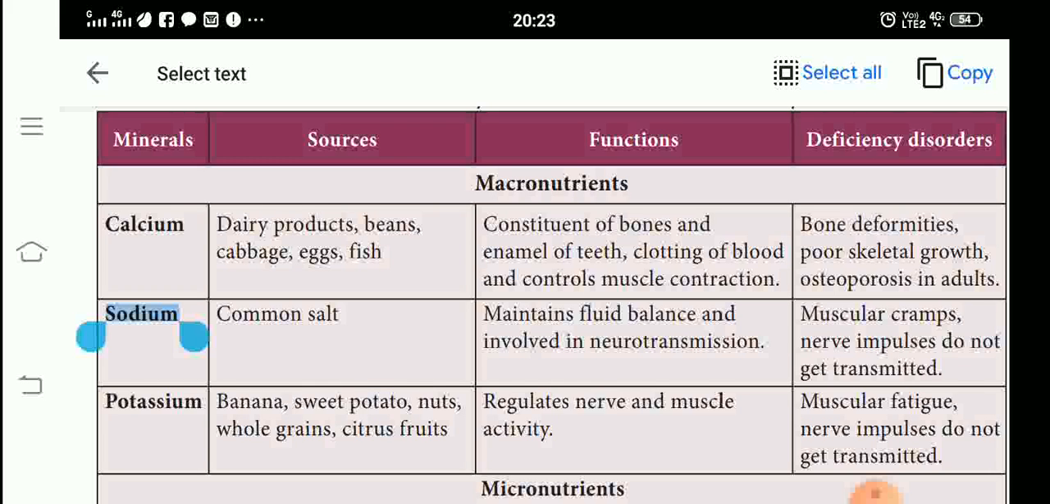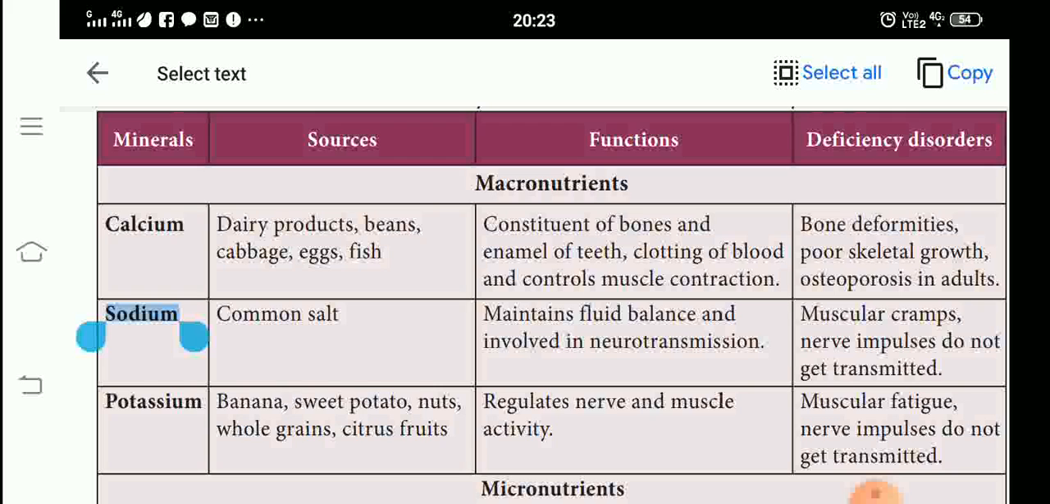What is the function of sodium? The main function of sodium is to maintain fluid balance and to be involved in neurotransmission. Neurotransmission means nerve cells, that is brain cells, send the signal from the sense organs. So for transmission of impulses, sodium is very important. Through the sense organs, the impulses are received from the environment and sent to the brain. So for this transmission, sodium is very, very important.